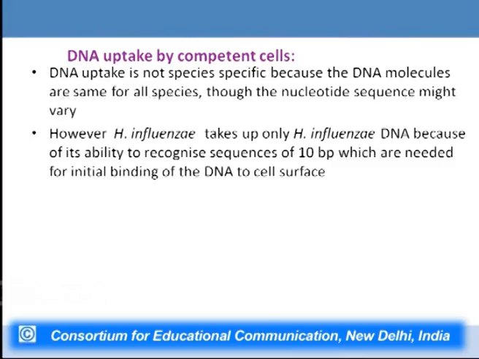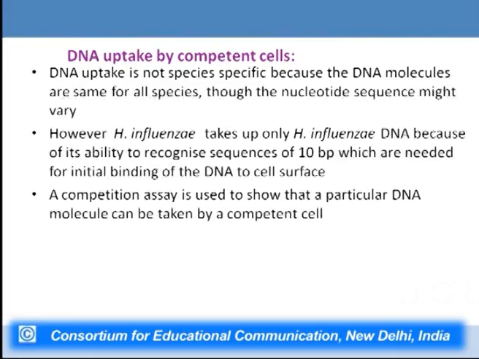However, there are certain species which will uptake only specific DNA, like Haemophilus influenzae, which takes up only DNA of its own species, because its competence factors have the ability to recognize nucleotide sequences of 10 base pairs, which are needed for initial binding of the DNA to the cell surface. So, this particular species is specific for DNA uptake, while most species are not specific for the DNA which they are uptaking.